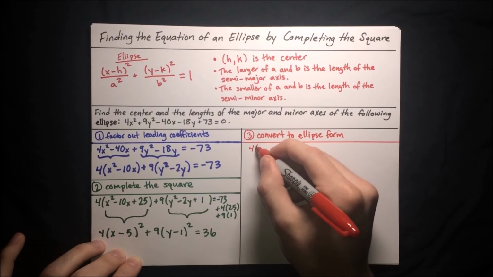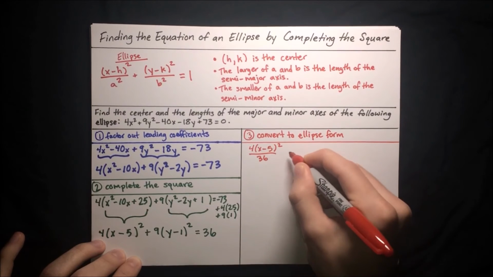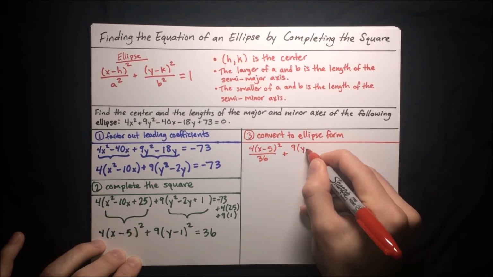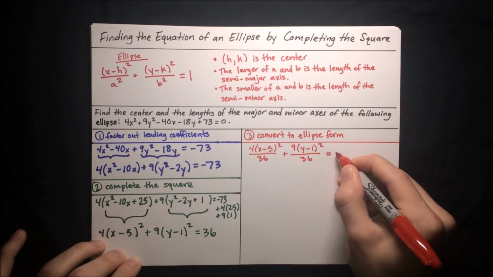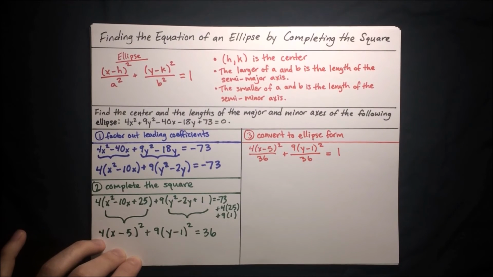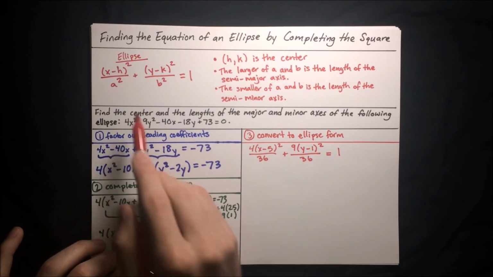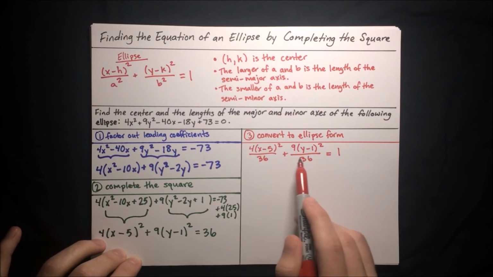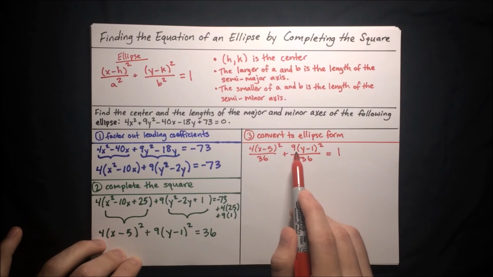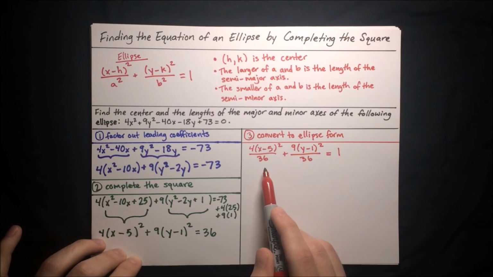We'll have 4 times x minus 5 squared over 36, then plus 9 times y minus 1 squared over 36 equals 36 over 36, which is just 1. Now we're even closer, but again, we're still not quite there yet. One issue is that we have this 4 and this 9 in front of the square terms, and in the actual ellipse form here, we don't have any terms in front of the square terms. So we need to simplify this equation a little bit so that this 4 and this 9 get lumped into the denominators only. But that's pretty straightforward. We can just simplify both fractions.